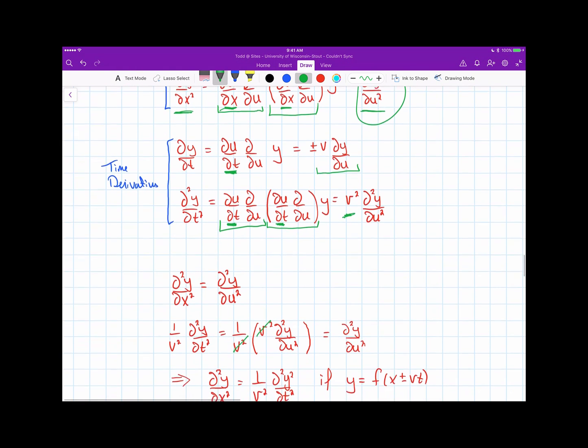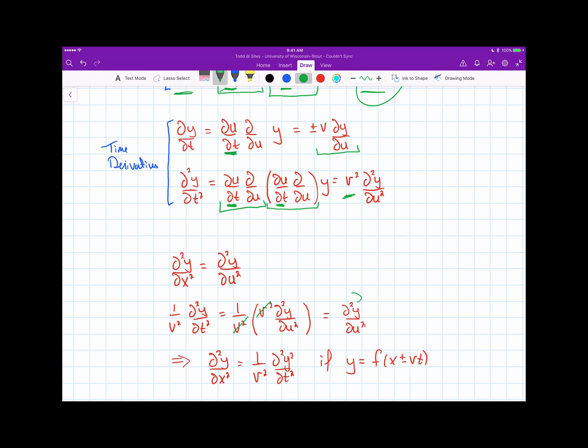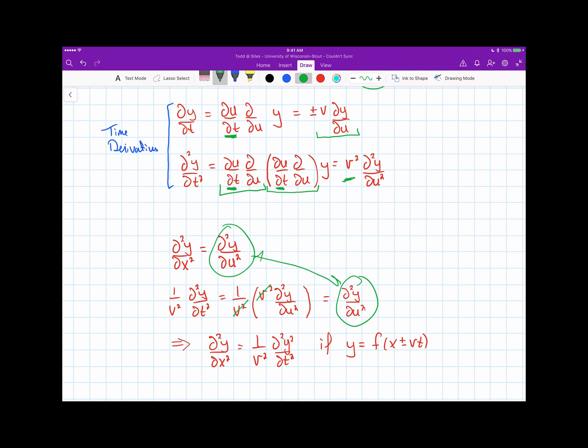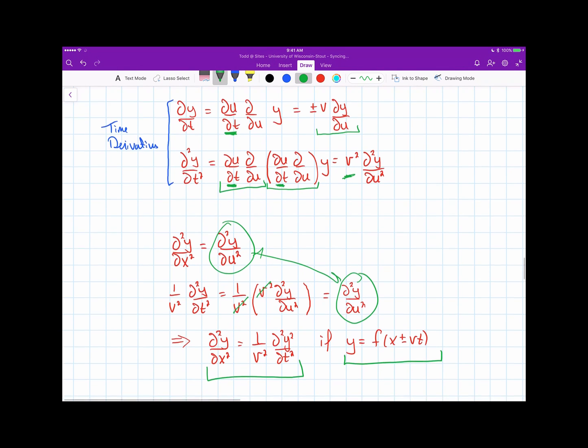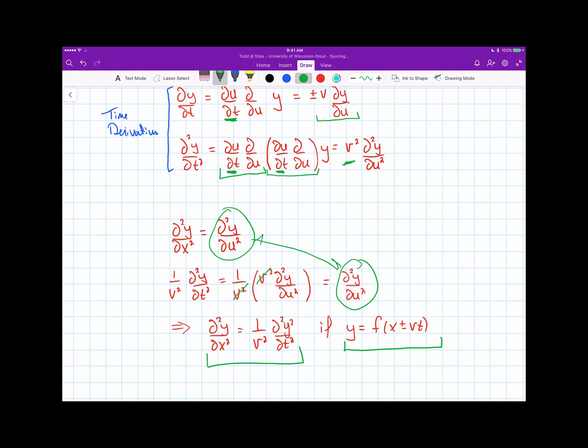And sure enough, what we find is that we get the same thing on the left-hand side and the right-hand side of the equation. In other words, this wave equation is satisfied provided y is some function of x plus or minus vt. So this does in fact satisfy that wave equation. Anything that satisfies the wave equation is classified as a wave.